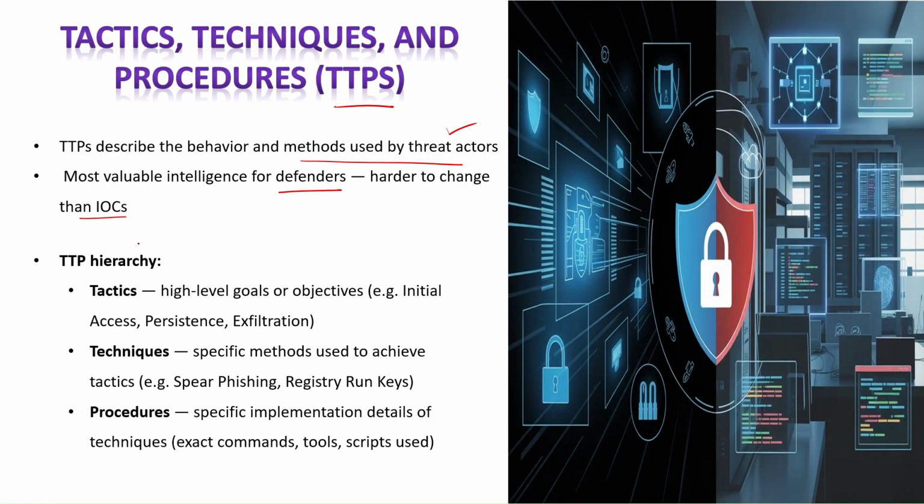So TTP hierarchy is, we have tactics. So these are high level goals or objectives, for example, initial access, persistence, or exfiltration. Techniques are the specific methods used to achieve tactics, that is spear phishing, registry run keys, and procedures are specific implementation details of techniques such as exact commands, tools, and scripts used.